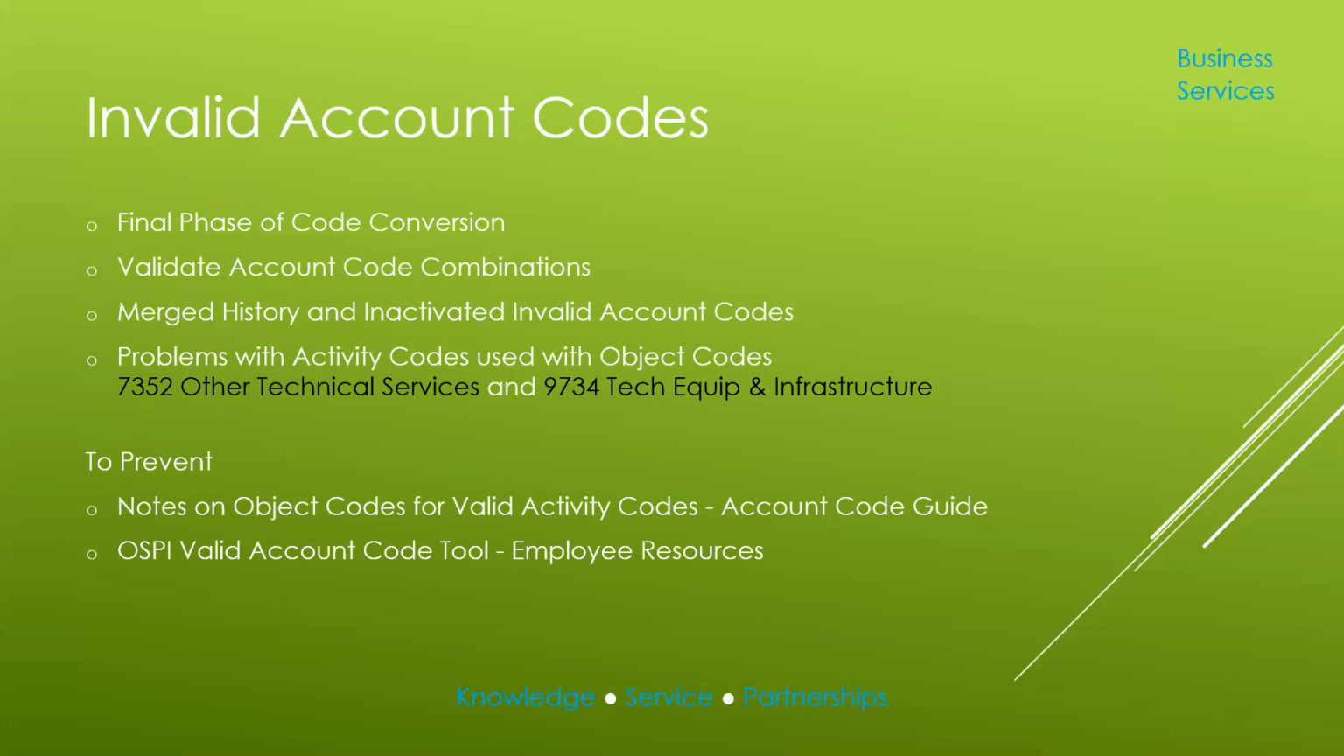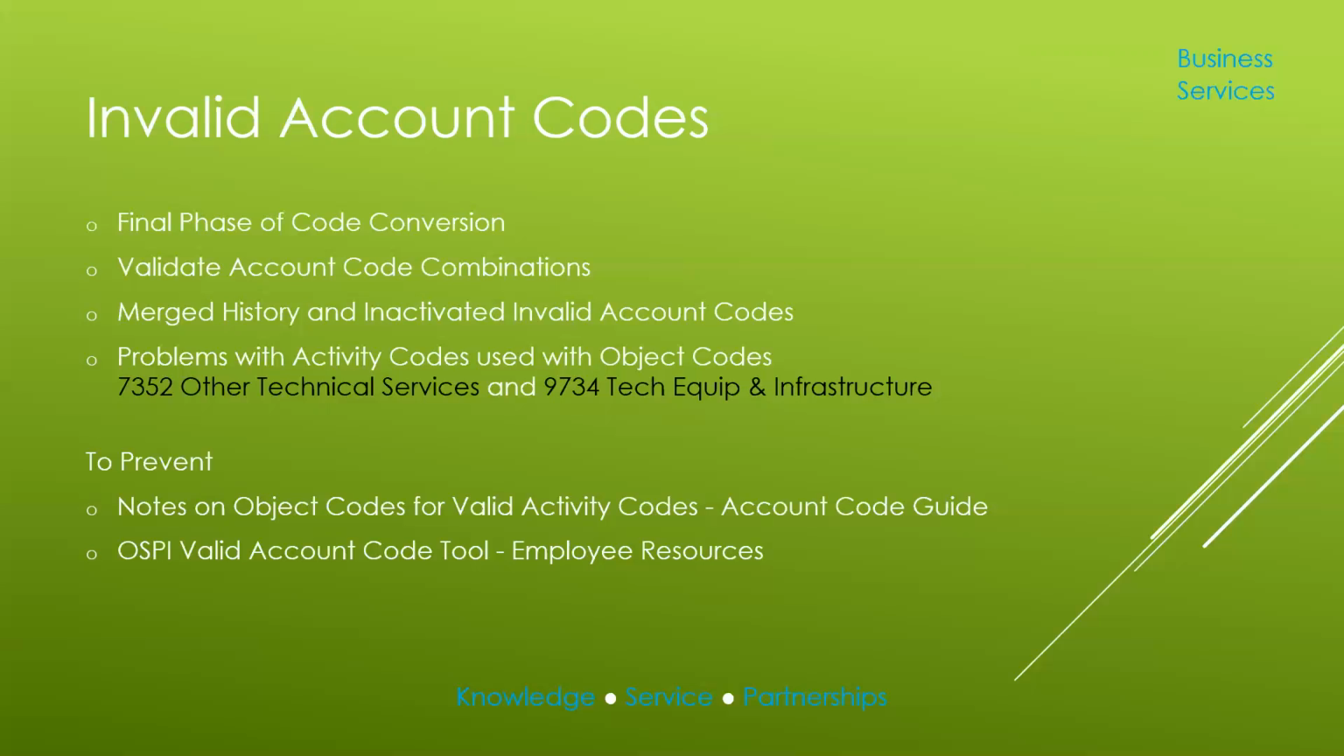The final phase of our long code conversion was to validate the account code combinations. With all these prescribed codes, object codes, location codes, subfund, we also got a new list of valid code combinations. Well, when we did the validate, we had many errors. So we spent some time merging the history and inactivating invalid account codes. If you're trying to use an account code that you've used before and it doesn't exist, we probably had to inactivate it.